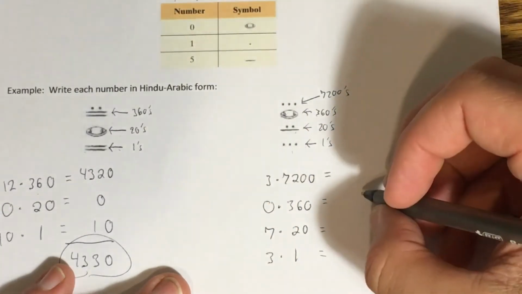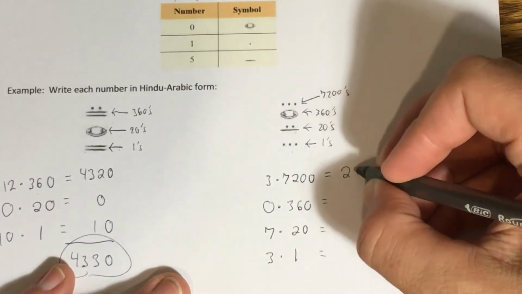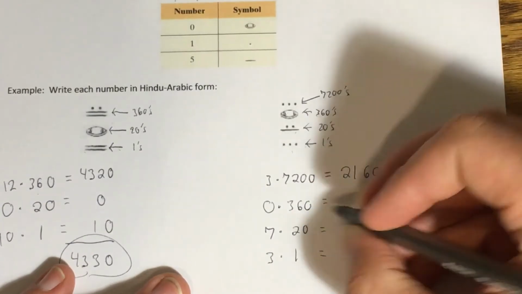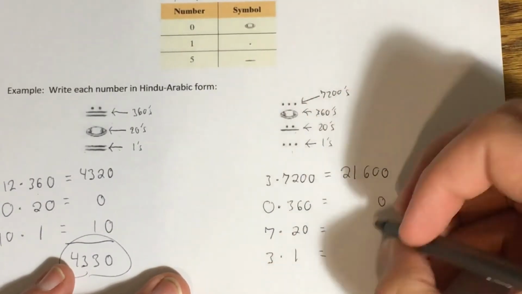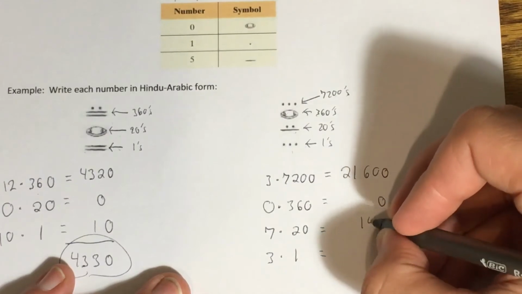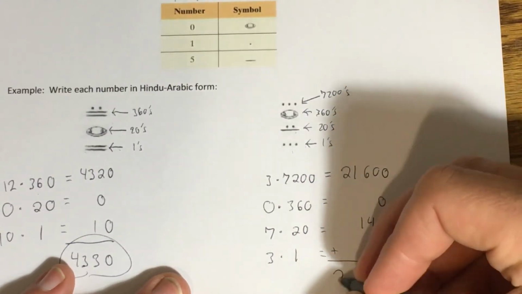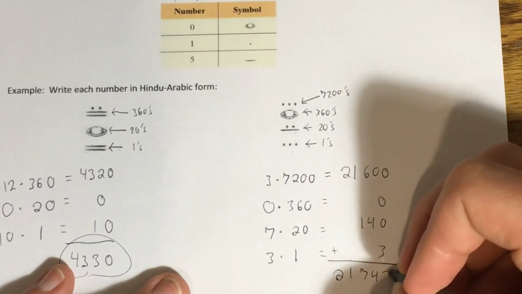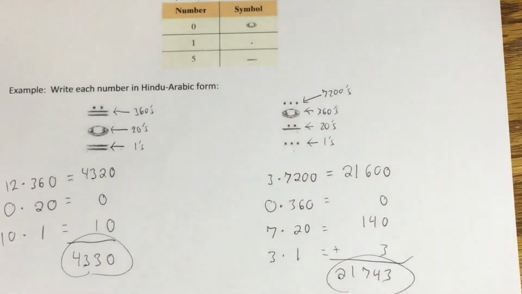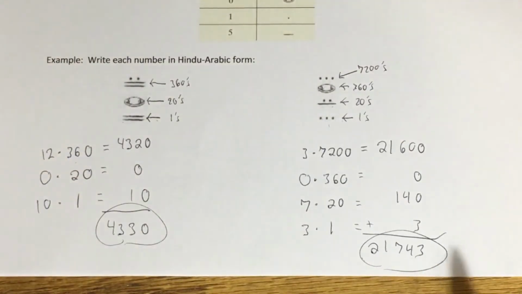3 times 7,200 is 21,600. This is, of course, 0. 7 times 20 is 140. 3 times 1 is going to be 3. This adds up to 21,743. Okay, so you notice this process looks very similar to converting Babylonian into Hindu Arabic.